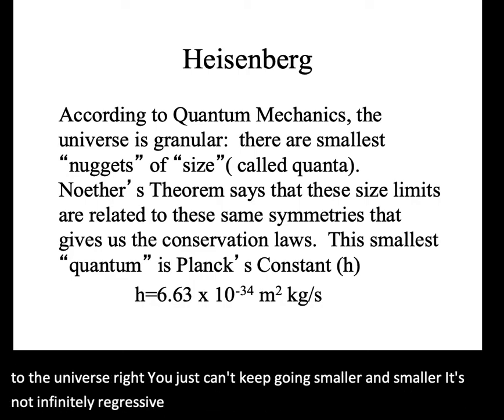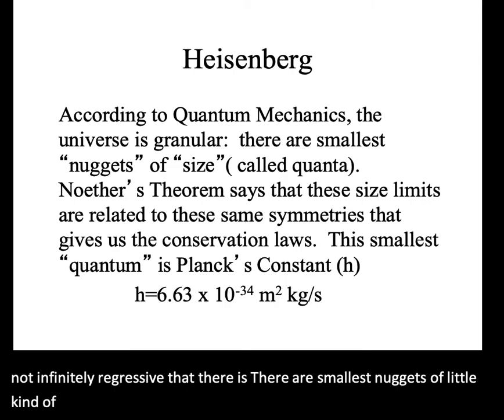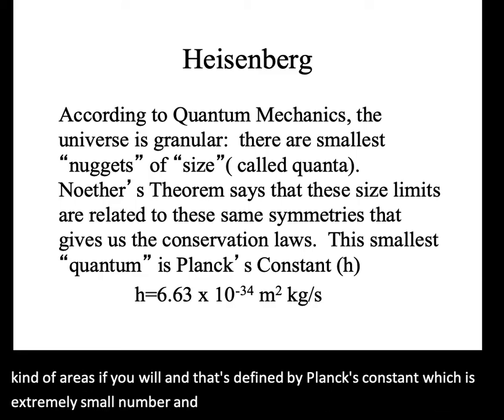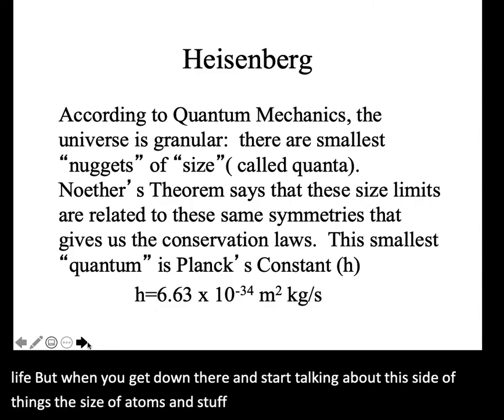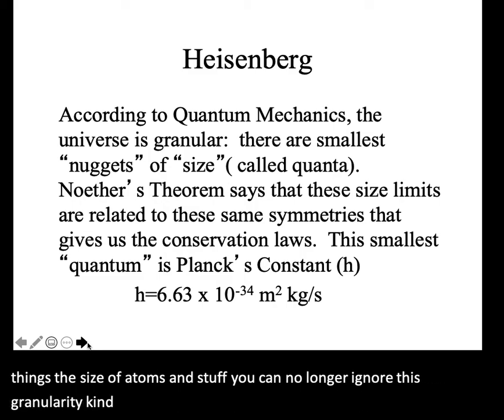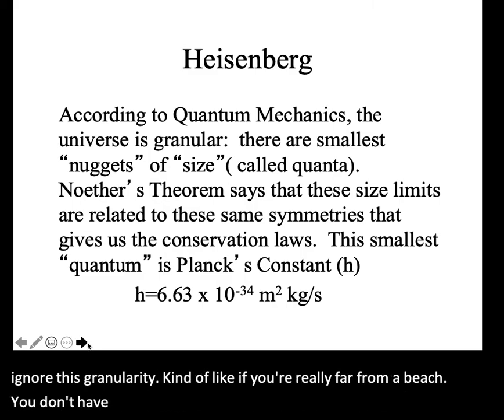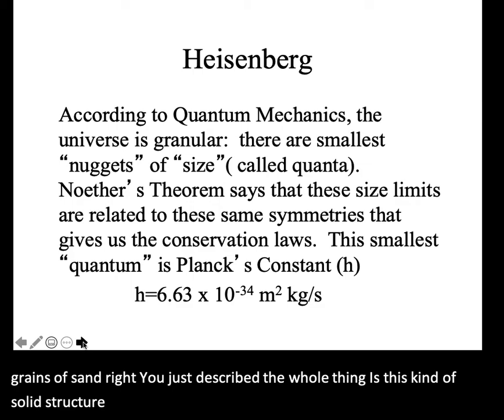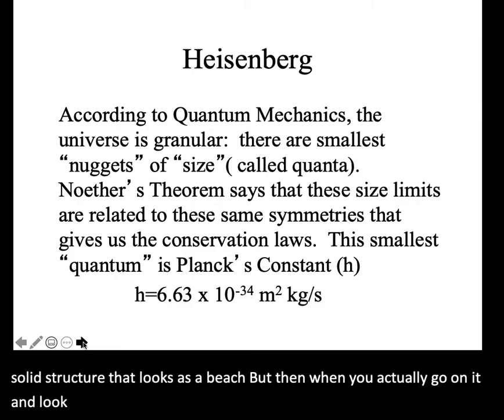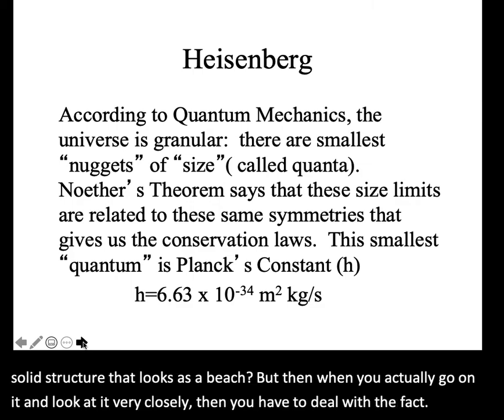that there are smallest nuggets of little areas, if you will, and that's defined by Planck's constant, which is an extremely small number, and that's why it doesn't affect us in everyday life. But when you get down there and start talking about things the size of atoms and stuff, you can no longer ignore this granularity. Kind of like if you're really far from a beach, you don't have to deal with the fact that it's made out of individual grains of sand, right? You just describe the whole thing as this solid structure that looks like a beach. But then when you actually go on it and look at it very closely, then you have to deal with the fact that it's made out of all these tiny rocks.